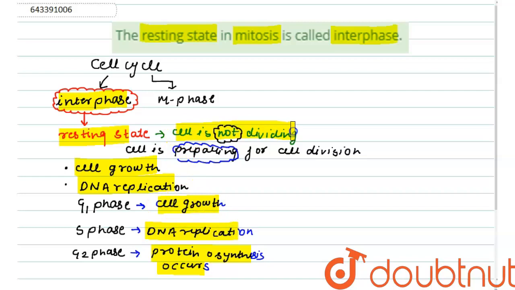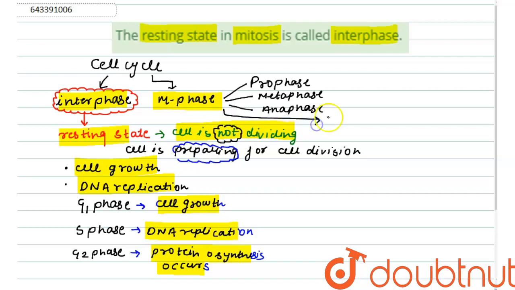The cell does not divide in interphase, it actually divides at the M phase. In M phase, as you know, we have four phases. First is your prophase. Second one is your metaphase, third one is your anaphase, and last is your telophase. After this telophase, the cell actually divides into two, either by mitosis or by meiosis.